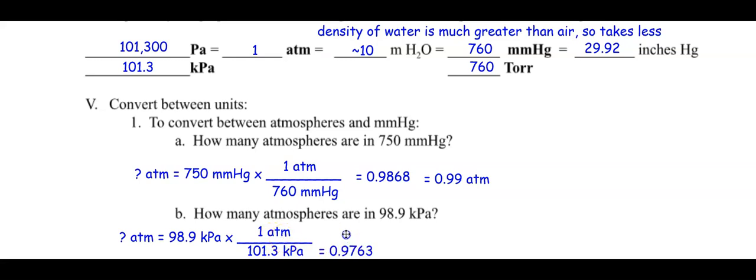So when I calculated, I got this. But how many sig figs do I have? 1, 2, 3, right? 0 doesn't count. 1, 2, 3. Do I round up? Nope, the 3 doesn't round up. So I got 0.976 atmospheres, okay?